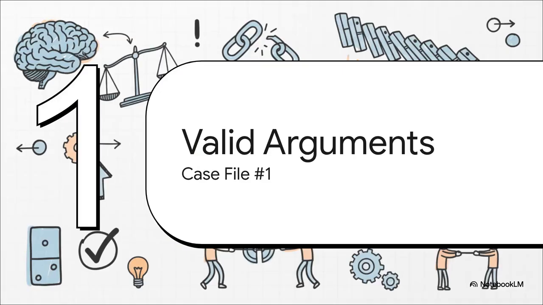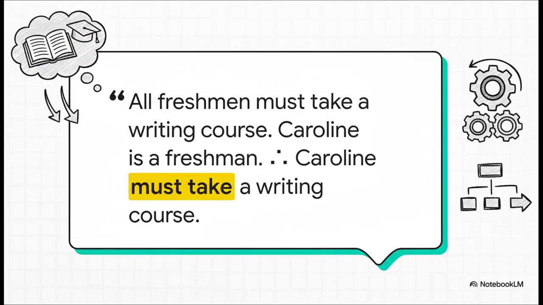All right, we have our toolkit. We get if-then statements. We know about their different twists. It's time to put these skills to the test. Let's open up our first official case file. Okay, here's the argument. That first sentence, "all freshmen must take a writing course," is just a fancy way of saying, if a student is a freshman, then they must take a writing course. The next part tells us, Caroline is a freshman. And the conclusion? Therefore, Caroline must take a writing course.